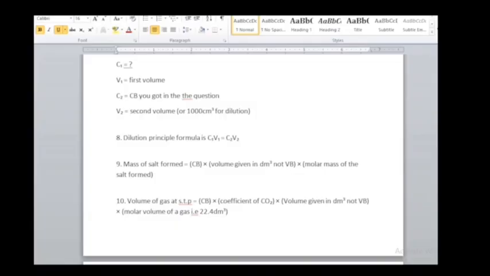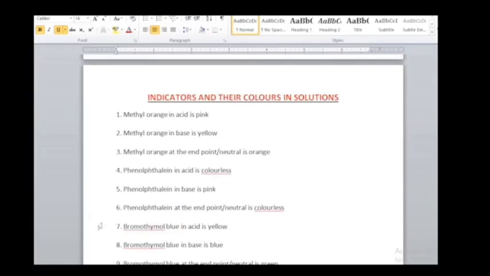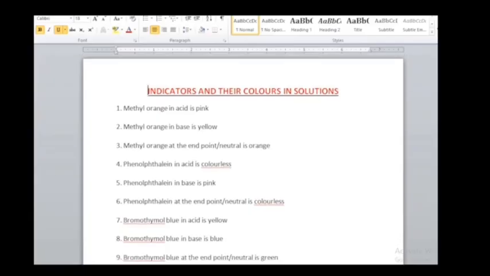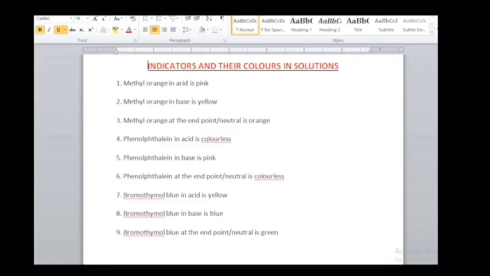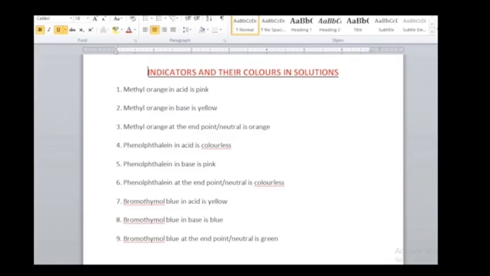And then after that, we have this here, talking about some indicators that are oftentimes used in titration. All of these are indicators, like methyl orange, and their colors in different solutions, be it acid, base, or neutral at the end point. So we have methyl orange, phenolphthalein, bromothymol blue. These are possible useful indicators.